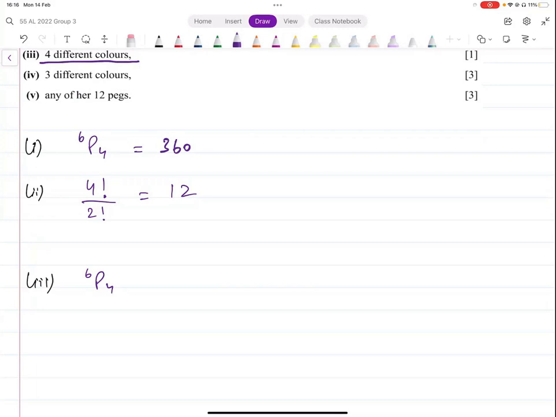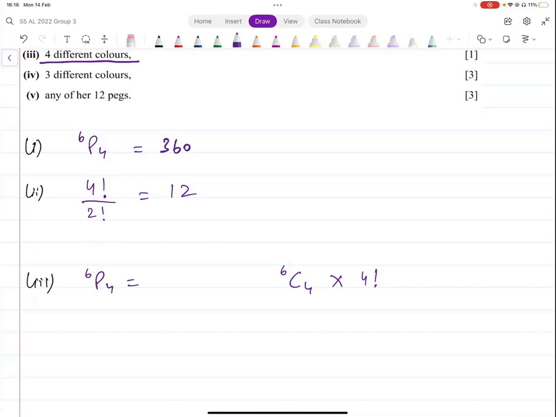Or we could also do it this way. We could do it step by step. We could say, acha, we have six colors. Out of those six colors, choose four colors. And then arrange those four colors. Four colors ko arrange karne ke kitne aapke paas ways ho jayenge? You will have four factorial ways for that. Is this clear to everyone? You could use any of them.